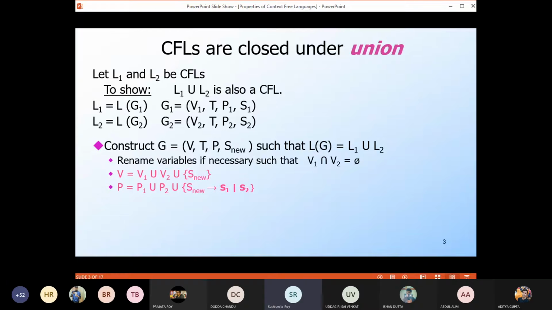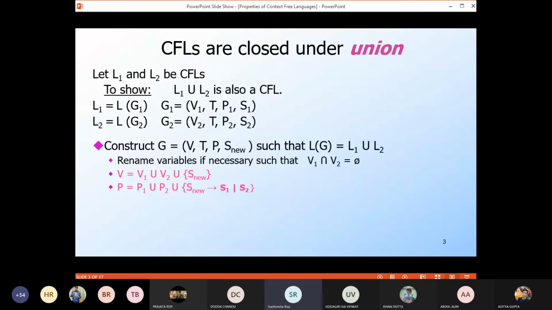So the first thing we do is, these two grammars that we have been given, it is possible that they have similar variables. In that case, we have to ensure that we rename the variables such that there is no variable which is common to both V1 and V2. Okay, so this intersection has to be empty. And then the union of these two variable sets plus a new start symbol, which is a variable, is now the new V. The new set of variables is the union of the variables which already exist in the two given grammars plus a new start symbol.